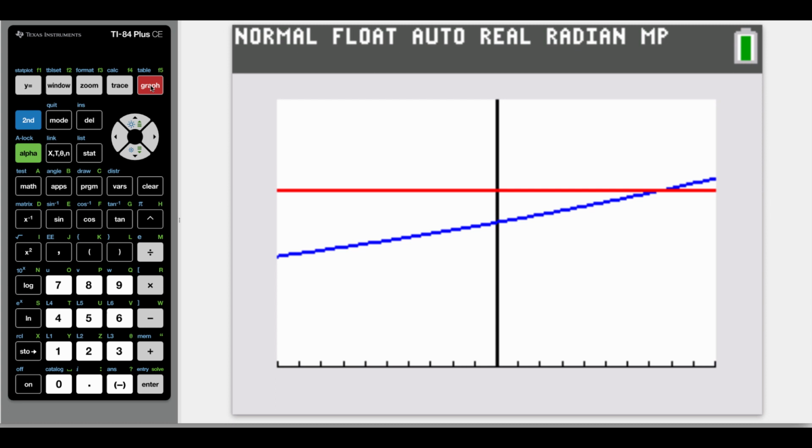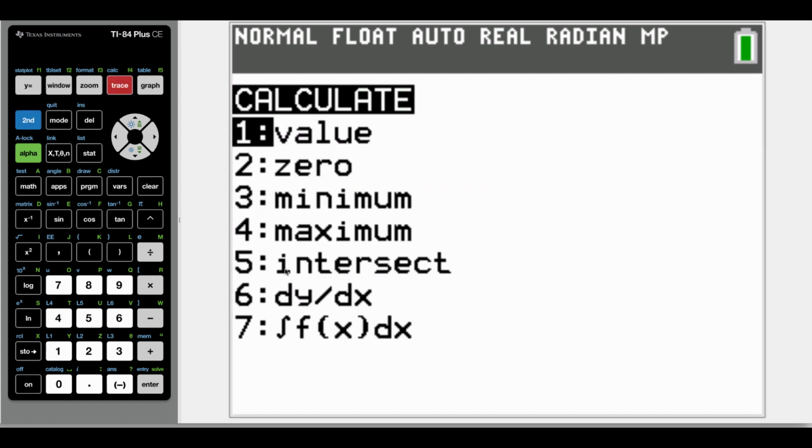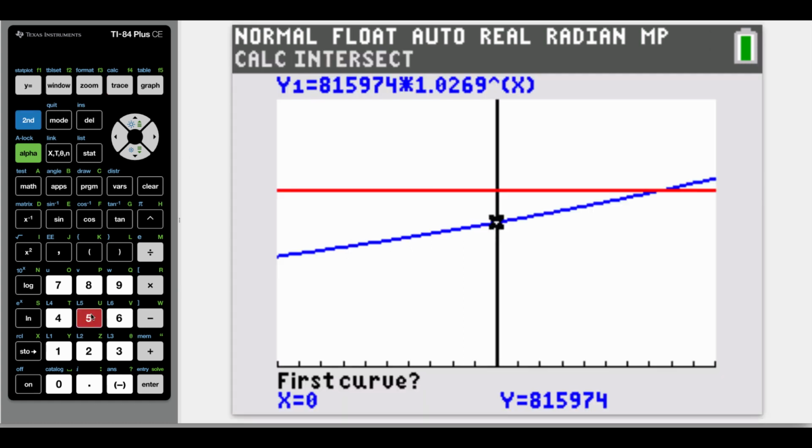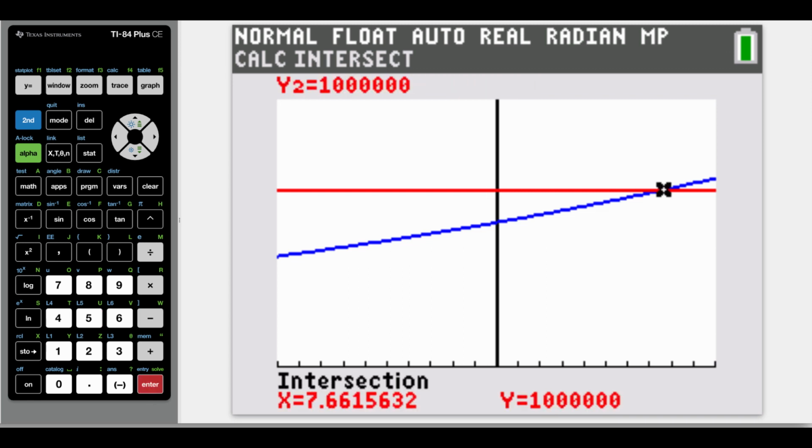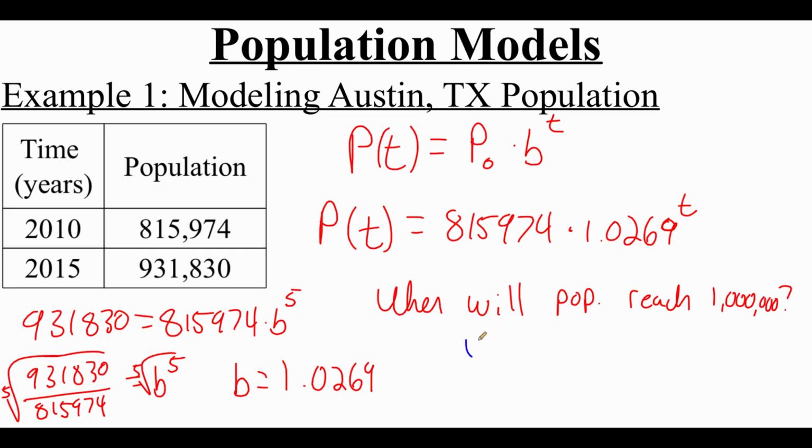Now we're looking for where these two lines are going to intersect each other. So I'm going to go second trace and pick intersect. I've only got two graphs plotted out, so I can hit enter 3 times, and it'll tell me that my graphs intersect at an x value of about 7.66. Thinking about this in terms of time, that means 7.66 years after we started tracking the data in 2010. So that would put us towards the end of 2017, maybe even into the beginning of 2018, when our population reached 1 million.